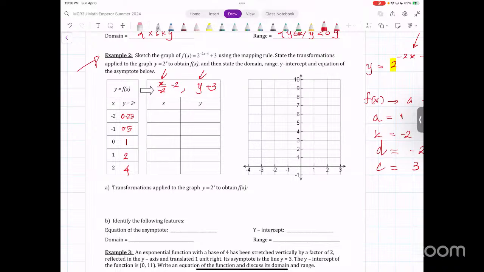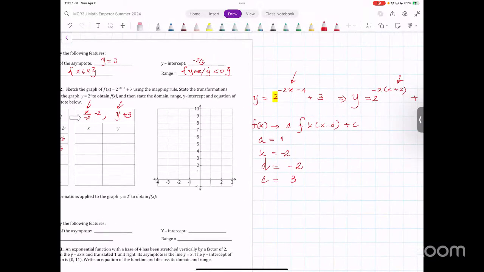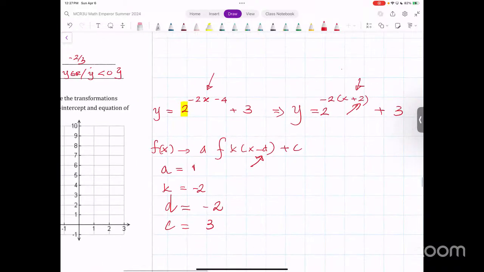Why is the D value not positive? If there's a minus in the middle, then the D value is positive. If you have a positive in the middle, the D value is negative. Do you see we common factor -2 out? Then what do we get? We got x plus 2. So if the middle one is x minus 2, the D is positive. Because positive 2 means you're moving to the left side, isn't it? So therefore my D needs to be -2 to subtract.